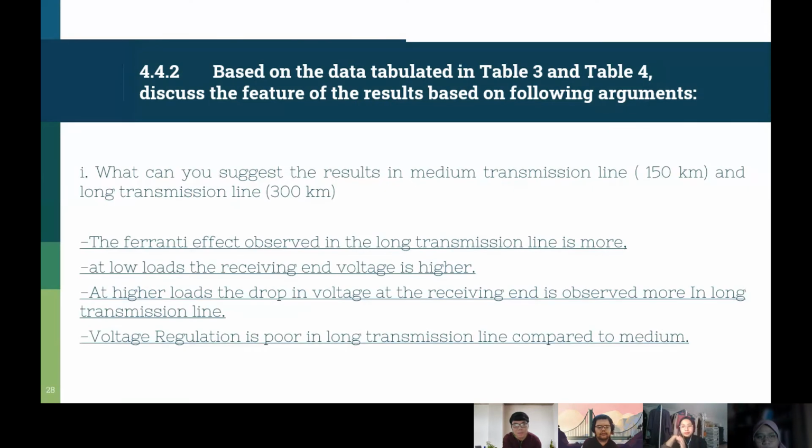Based on the data tabulated in tables 3 and 4, we discuss the features of the results based on the following arguments. First, the argument is that we suggest the result in medium transmission line, 150 km, and long transmission line, 300 km. The Ferranti effect observed in the long transmission line is more, and at low load the receiving end voltage is higher. At higher loads, the voltage drop at the receiving end is observed more in the long transmission line. Voltage regulation is poor in the long transmission line compared to medium. Right, next.